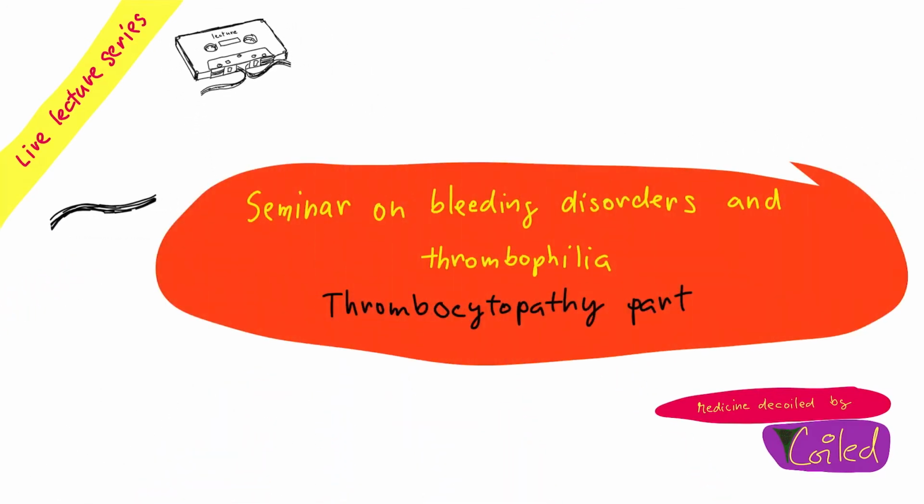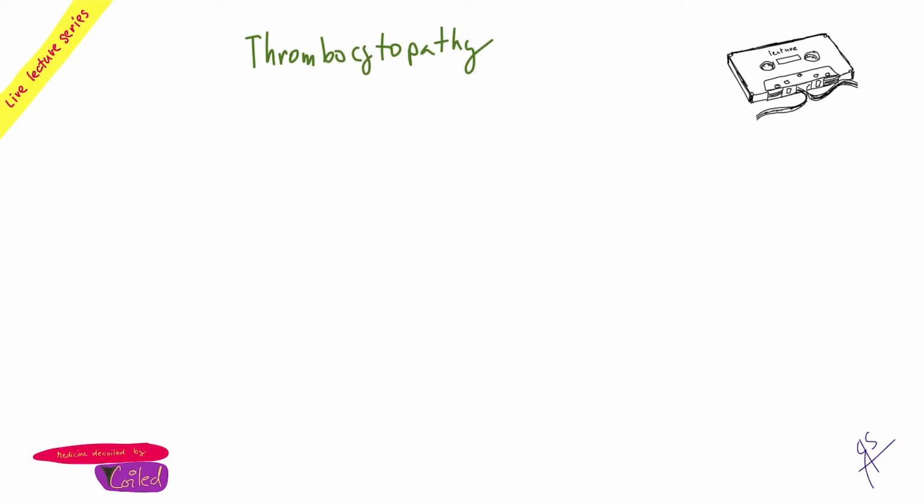Then I want to jump to thrombocytopathies. That means the level of the platelets is normal, but they malfunction. There's something wrong with them. They're produced in the wrong way. And basically, if we talk about the inherited causes, thrombocytopathy, inherited.